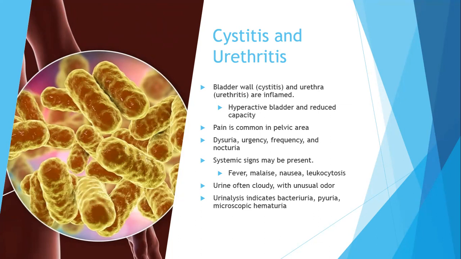So cystitis and urethritis are sort of the most external. The bladder wall and the urethra are inflamed. It causes hyperactive bladder and reduced capacity, so increased urgency and frequency. Pain is common in the pelvic area. So dysuria, painful urination, urgency, frequency, and nocturia, urinating at night. Systemic signs like fever, malaise, nausea, and leukocytosis might be present. The urine often presents as cloudy with an unusual odor.